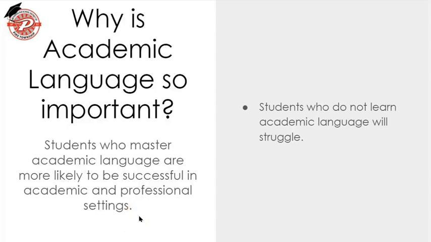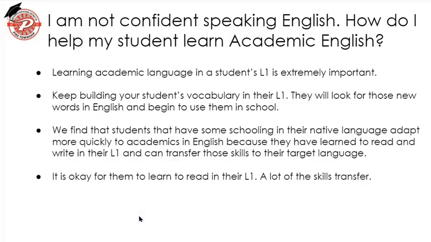So why is academic language so important? Well, students who master academic language are going to be more likely to be successful in academic and professional settings, and students who do not learn academic language are going to struggle a little bit. So even if you are not confident in your English speaking abilities, supporting a student's formal language in their native language is going to be crucial so that they can look for the alternatives in English. Which brings me to my next point.